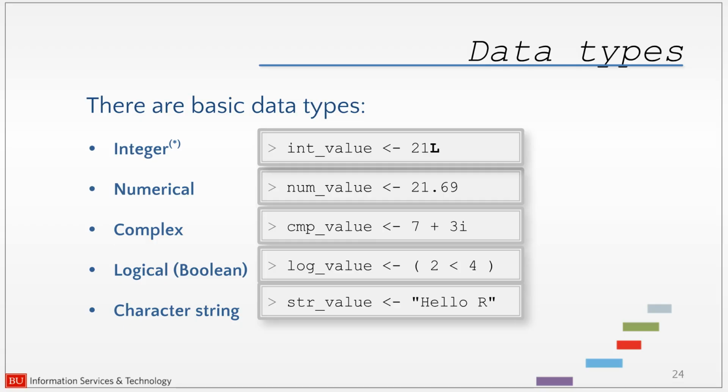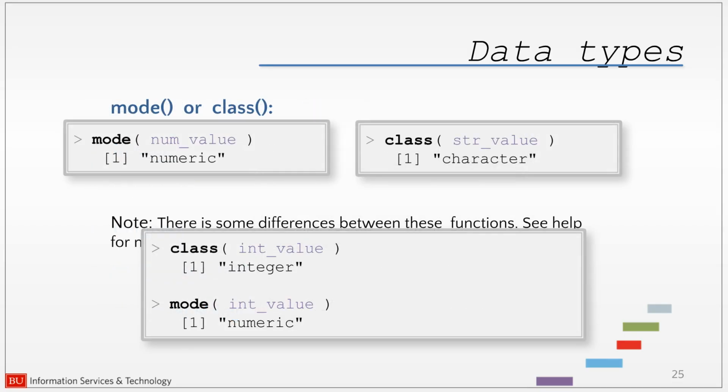Examples of assigning values to these types are shown. You can check the type of a data object using the mode or class functions. Note that these functions may show slight differences, so refer to the help documentation for details.